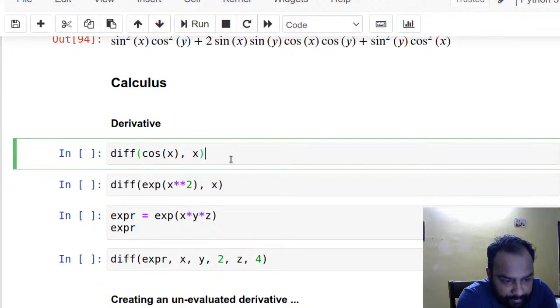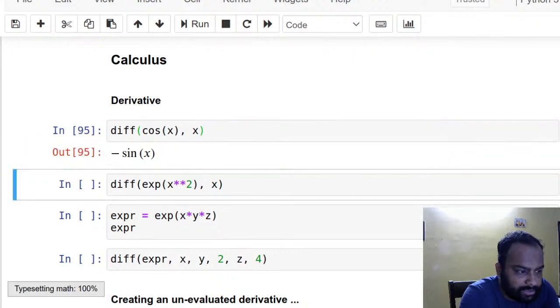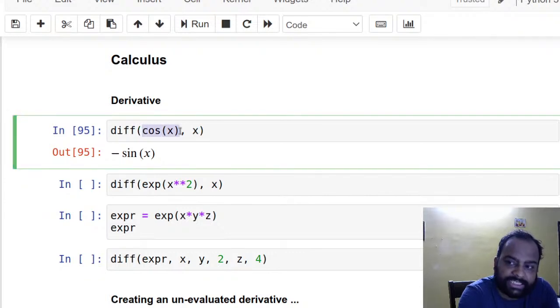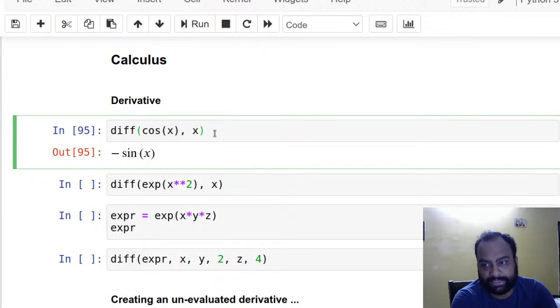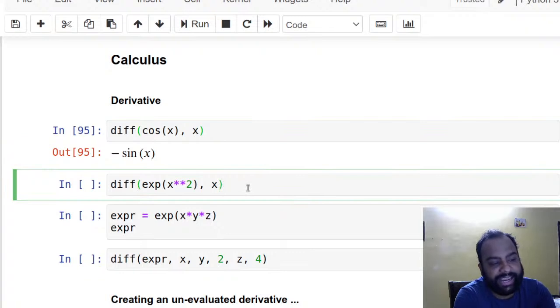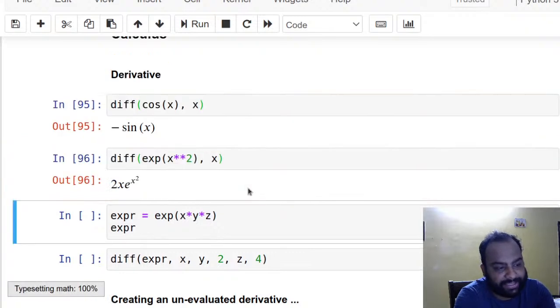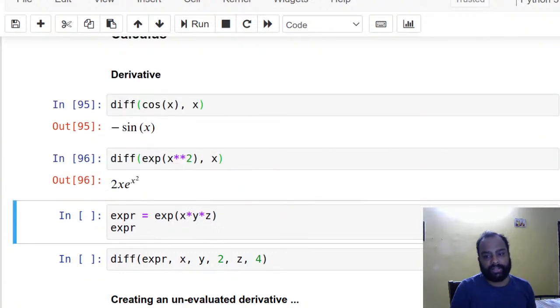So here, if I differentiate cos x, again cos x is being treated as a symbol, and I'm differentiating cos x with respect to x, and the result will be minus sine x. Pretty nice, right? That is what should have happened. Example: differentiating e to the power x square with respect to x, the answer is 2x e to the power x square, right?